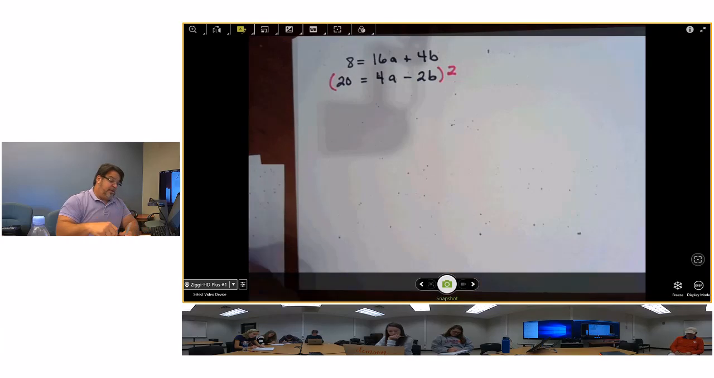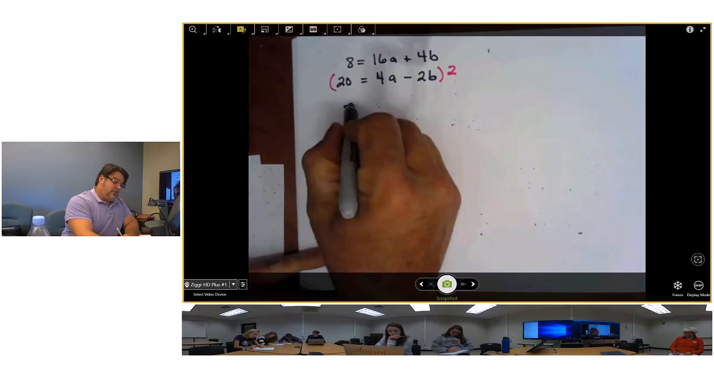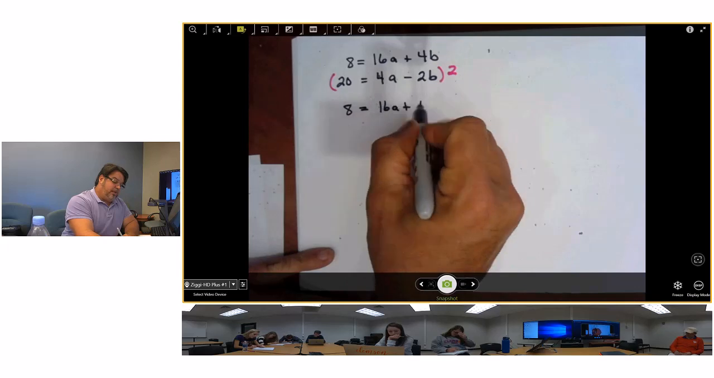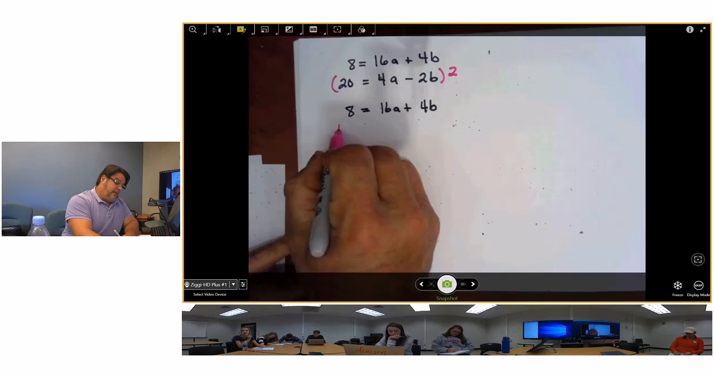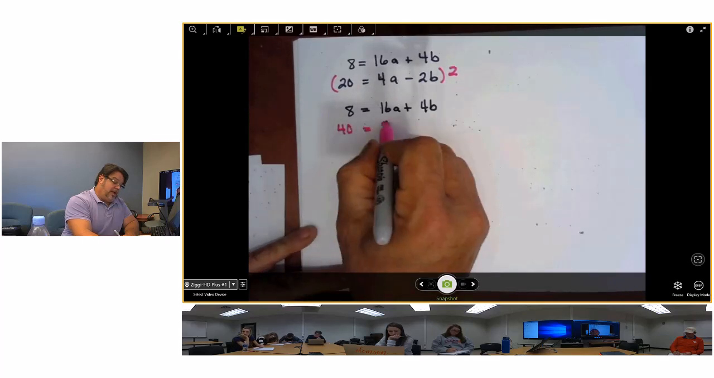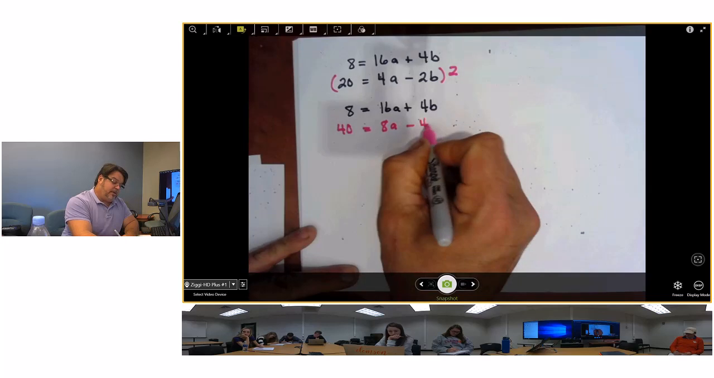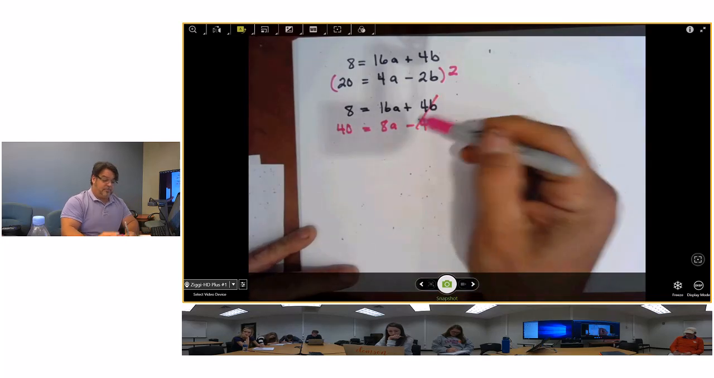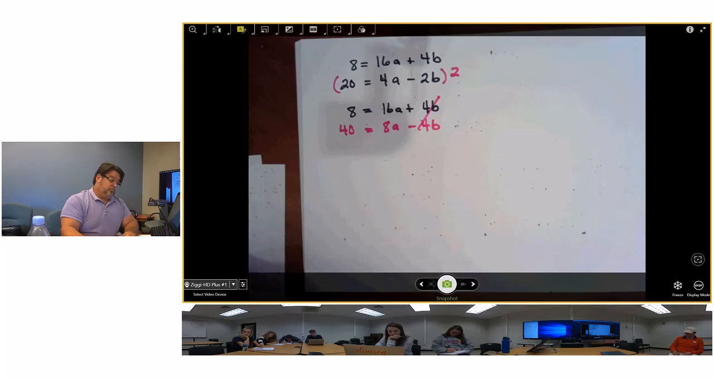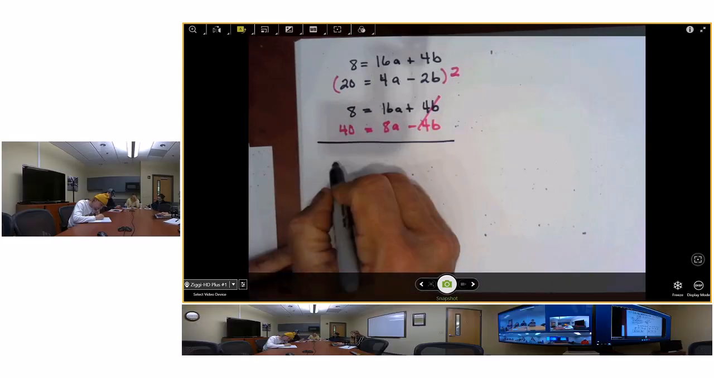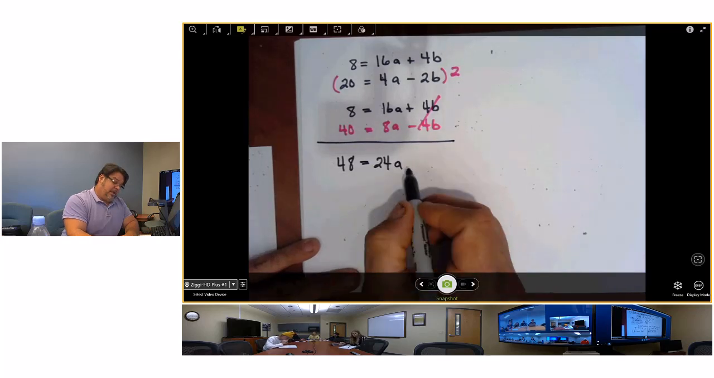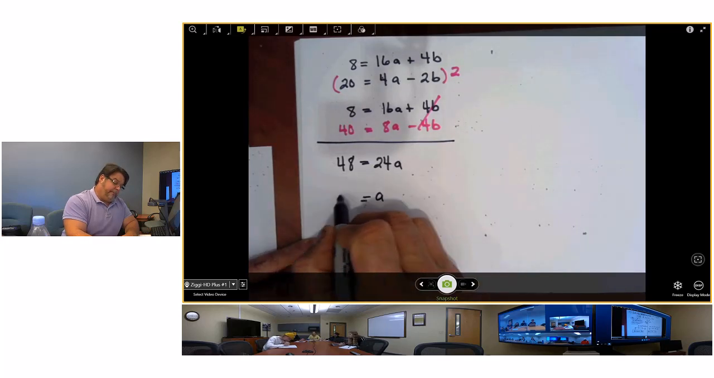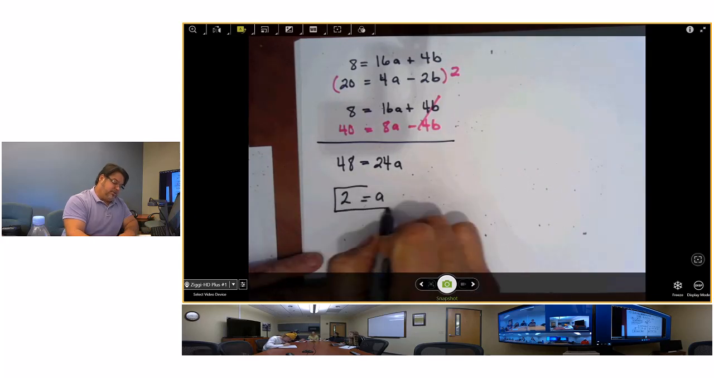And that's going to give me 8 is equal to 16A plus 4B. And I'll do the bottom in pink or magenta. 40 is equal to 8A minus 4B. And what happens to the B's? They go out. Now we got 48 is equal to 24A. And A is equal to what? 2. So now we've got A is equal to 2.